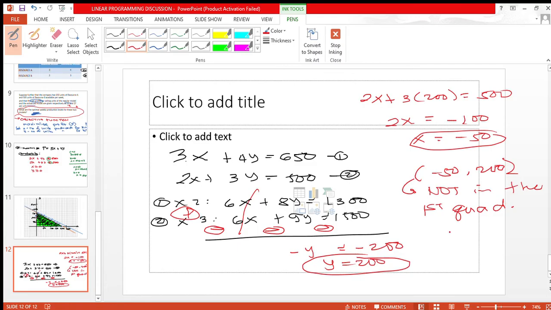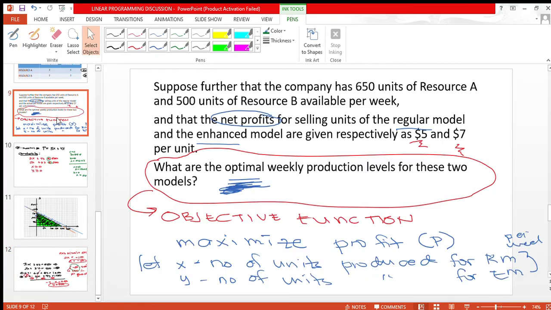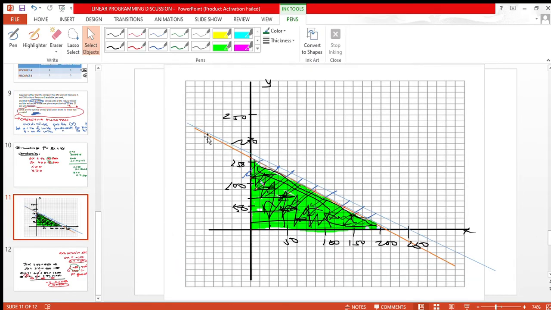Since this is not in the first quadrant, we cannot use this point of intersection because we cannot produce negative units for the first type, which is, how do you call that? Regular, right? It's a regular model. So it means our graph is correct. The point of intersection is outside the first quadrant.